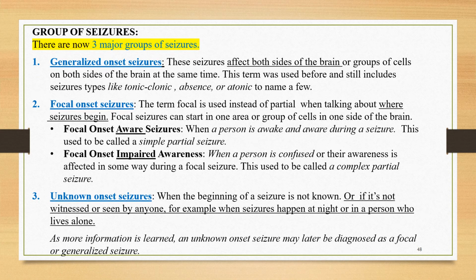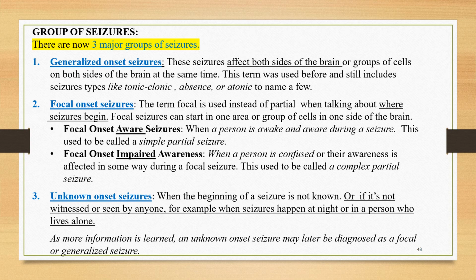There are now three major groups of seizures. The first, generalized onset seizures. These seizures affect both sides of the brain or groups of cells on both sides of the brain at the same time. This term was used before and still includes seizure types like tonic, clonic, absence, or atonic, to name a few.